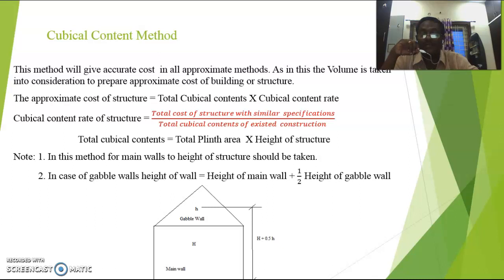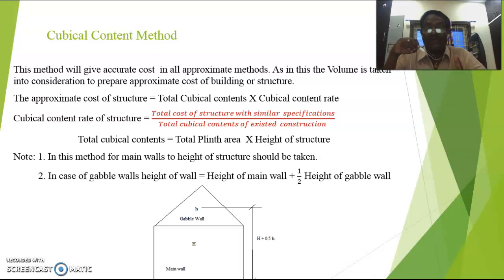Cubical content rate means the total cost of a structure with similar specification in the existing area divided by the total cubical contents of the existing construction. So, what is the total cubical content? Length into breadth into height of the structure. The total cubical contents is equal to the total plinth area of the building multiplied by the cross sectional dimension, that is the height of the structure. Whenever we want to calculate the total cubical content, first you have to take the total plinth area of the building multiplied by the height of the structure.